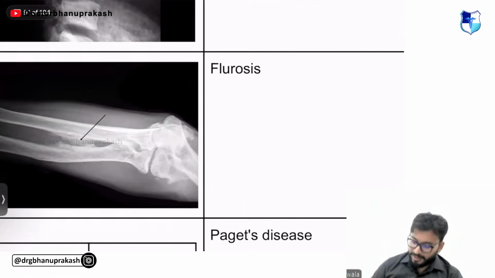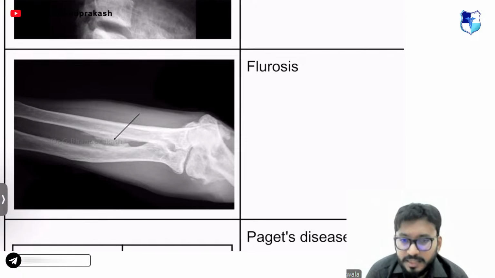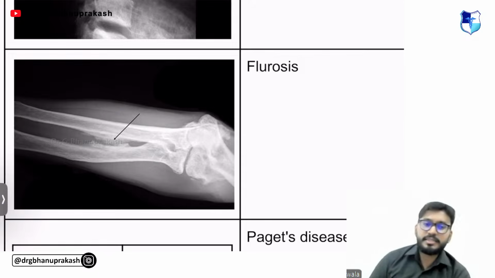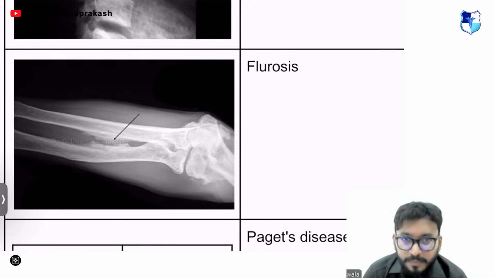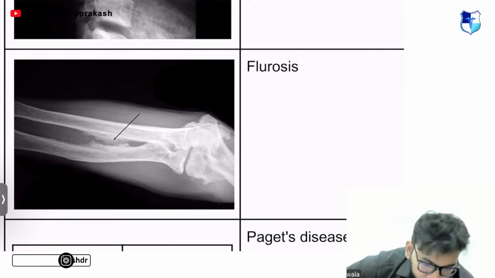Fluorosis, guys. Fluorosis are very important. Can anyone tell me what this is? This has been asked once. Can anyone tell me what is this sign seen in fluorosis? Come on, guys. I'll give you a hint.